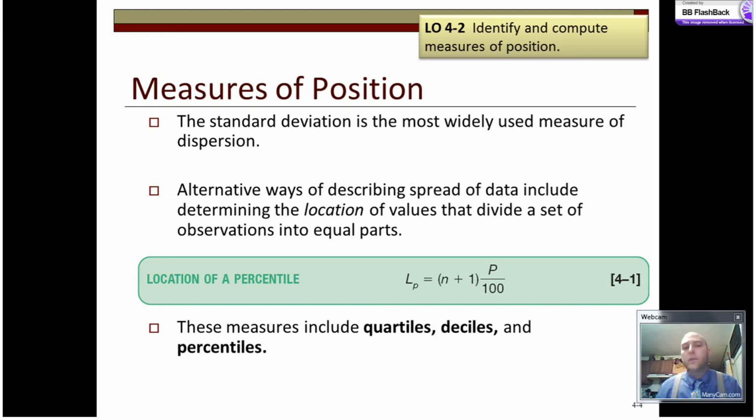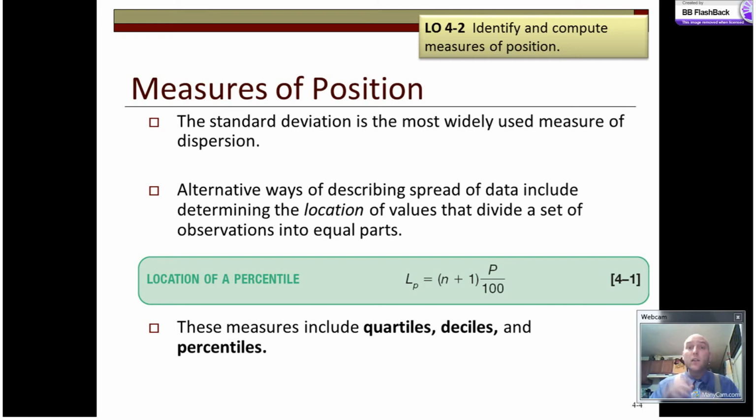There are some alternative ways of describing data that include determining locations of particular values, one of which you're already familiar with. You're already familiar with the median. The median is the number, if you organize them sequentially, that's in the middle. In other words, that describes where half of all values are below it and half of all values are above. It's the middle. That's its position.